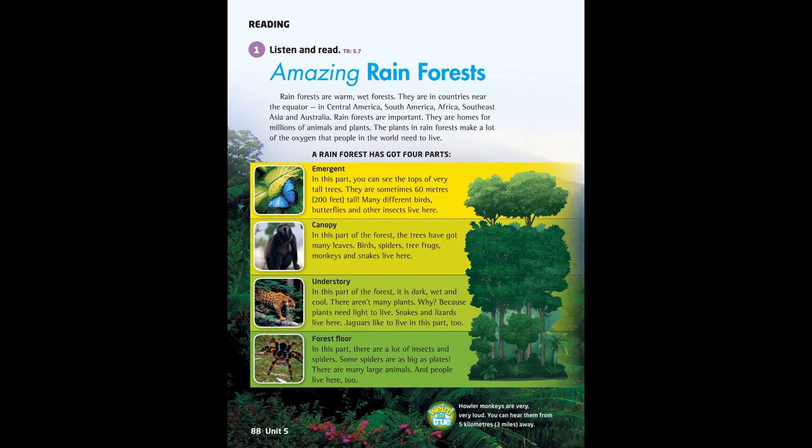Understory. In this part of the forest, it is dark, wet, and cool. There aren't many plants. Why? Because plants need light to live. Snakes and lizards live here. Jaguars like to live in this part too. Forest floor. In this part, there are a lot of insects and spiders. Some spiders are as big as plates. There are many large animals. And people live here too.